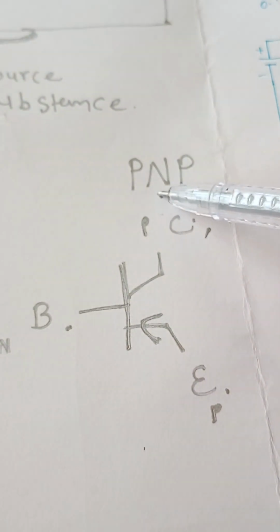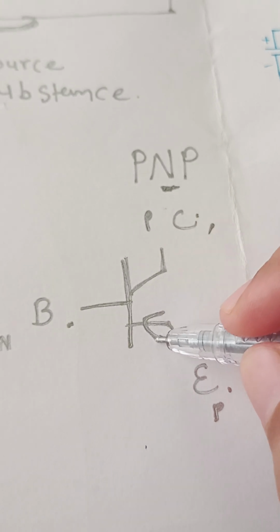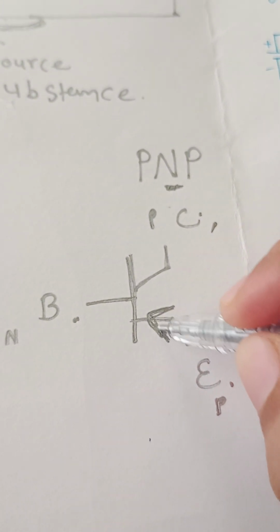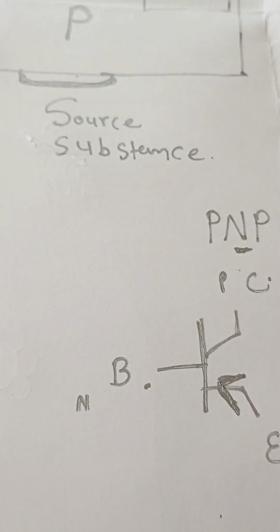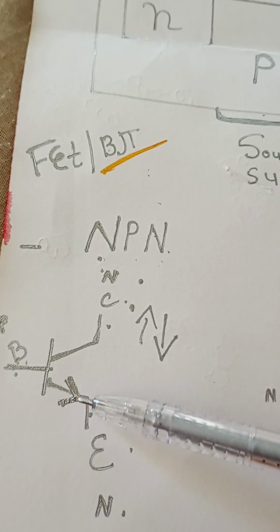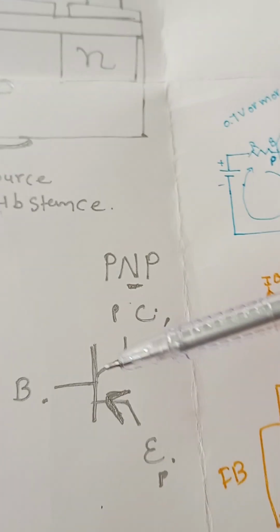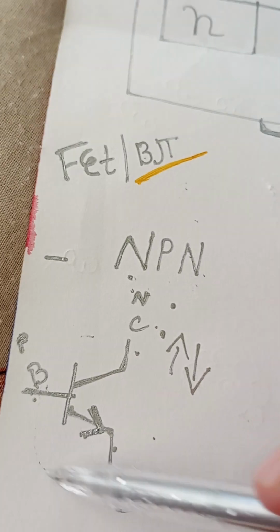Another is PNP. Same: emitter, base, collector. But in PNP, the arrow is inside. Why it is inside, we will see that too. There is not only one video; we are going to understand more about the transistor over the next two or three videos. So this is the symbol. You can understand about the arrows: if the arrow goes outside, it is NPN, and if the arrow goes inside, it is PNP. Emitter, base, and collector are the same, and this is the symbol of the transistor.